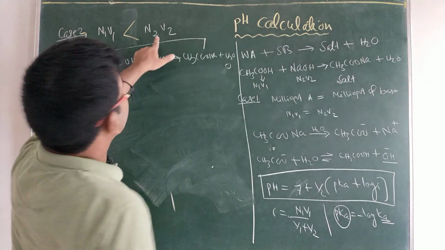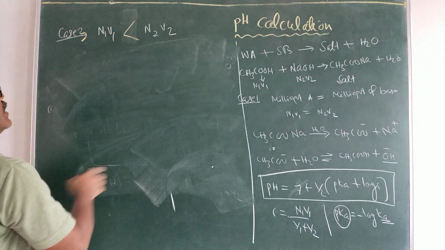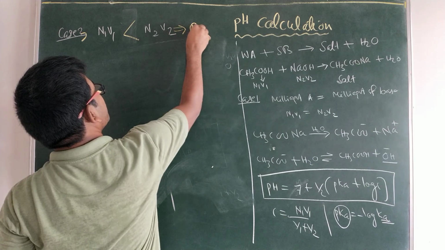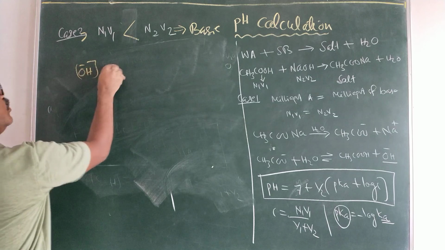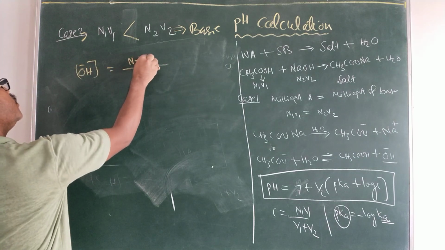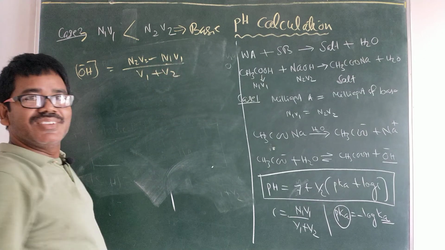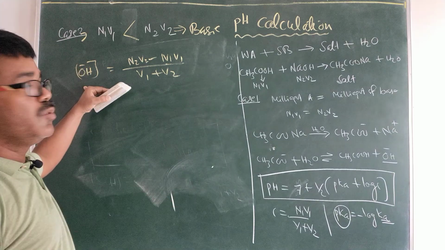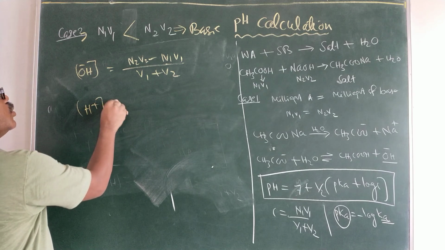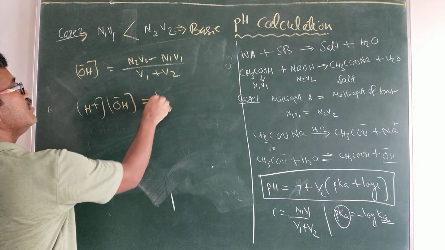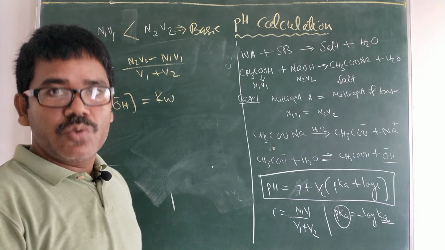When the milli equivalent of the strong part is higher than the weak part, the resulting solution will be basic. As the resulting solution will be basic, here simple, the OH minus ion concentration will be equal to N2V2 minus N1V1 by V1 plus V2. Thus we will get the OH minus concentration. Once we get it, we can calculate the H plus concentration. How? We know H plus into OH minus is equal to Kw. This Kw is called the ionic product of water, which is 10 to the power minus 14 at 25 degrees Celsius temperature.